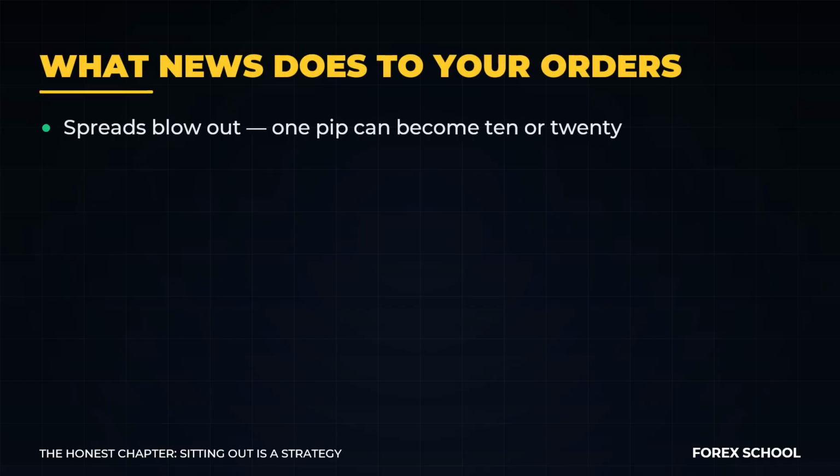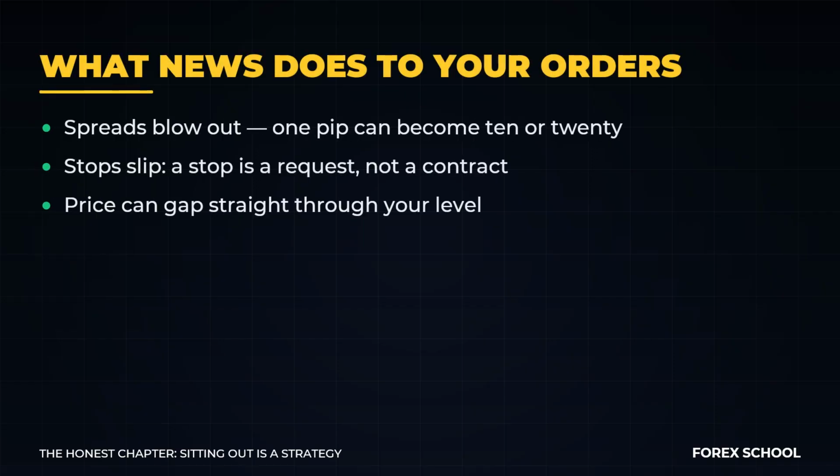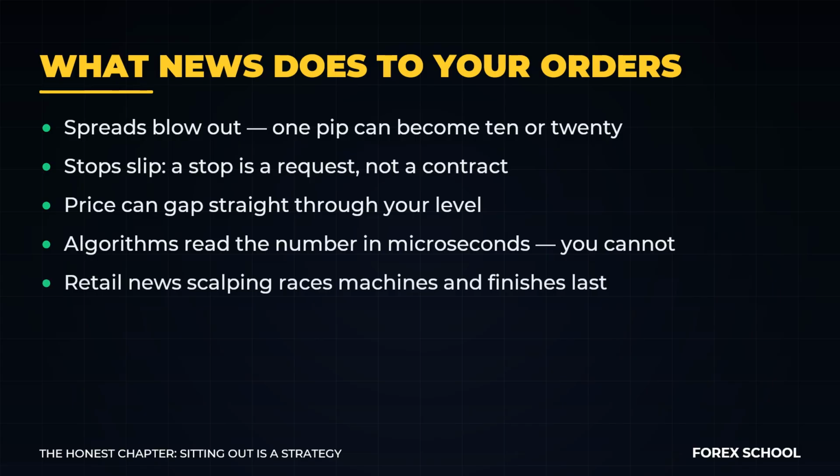Here's what actually happens to your orders around a red flag release. Spreads blow out. A pair that normally costs 1 pip to trade can cost 10 or 20 in the seconds around the number, because market makers widen to protect themselves. Stop slip. A stop loss is a request, not a contract, and when price gaps 40 pips through your level, you're filled at the next available price, not the one you chose.